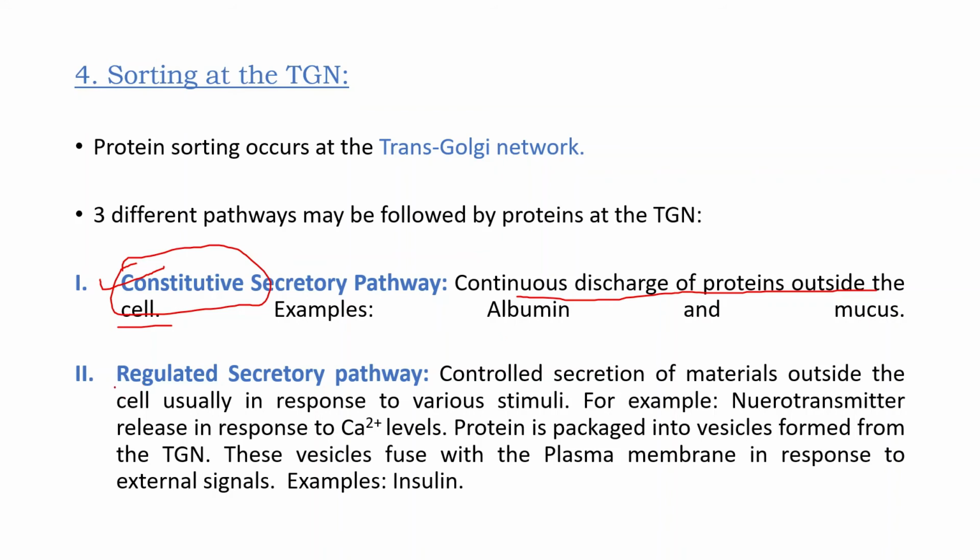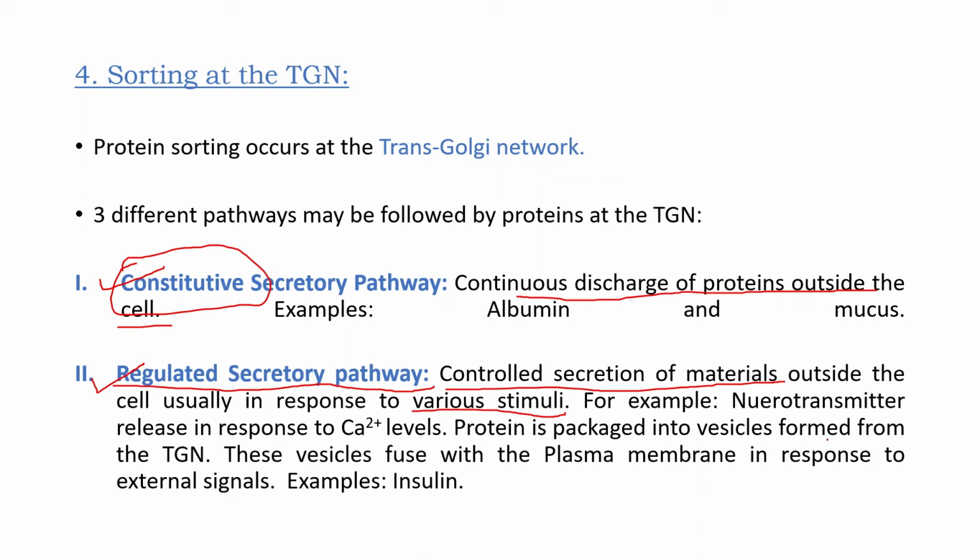The second pathway which may be followed by the proteins at the trans-Golgi network is the regulated secretory pathway. In the regulated secretory pathway, controlled secretion of materials occurs outside the cell, usually in response to various stimuli. So, a stimulus will come outside the cell and bind to cell surface receptors. This will trigger a signal cascade, and through the regulated secretory pathway, the proteins will be sent out of the cell. For example, neurotransmitter release in response to calcium levels.